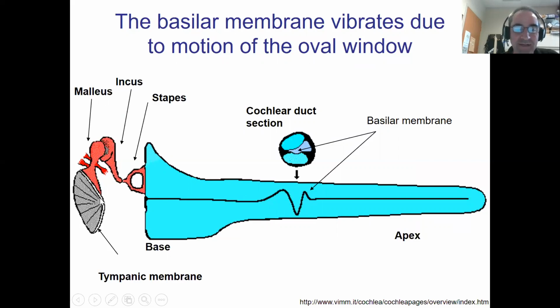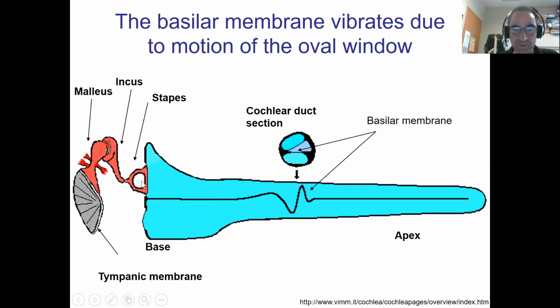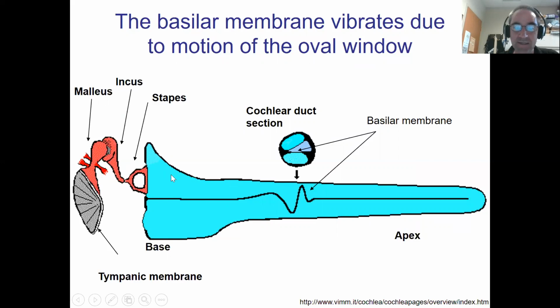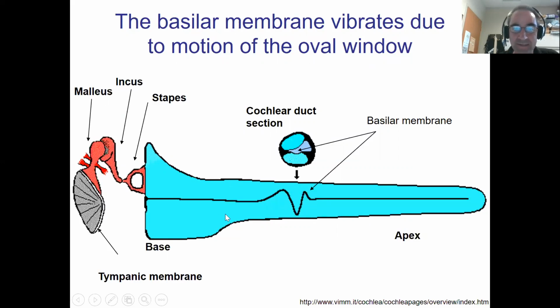So we've got a sound coming in to the ear canal. It's going to push on the eardrum, the tympanic membrane. It's going to make the ossicles vibrate. The stapes is going to push on the fluid here, and that's going to create an oscillating pressure difference across the basilar membrane. So there's going to be a different pressure in scala vestibuli than in scala tympani, right?